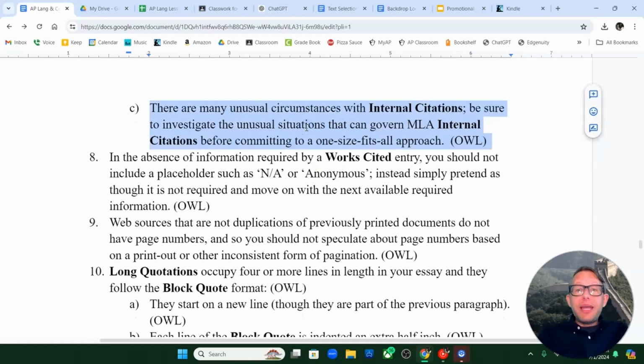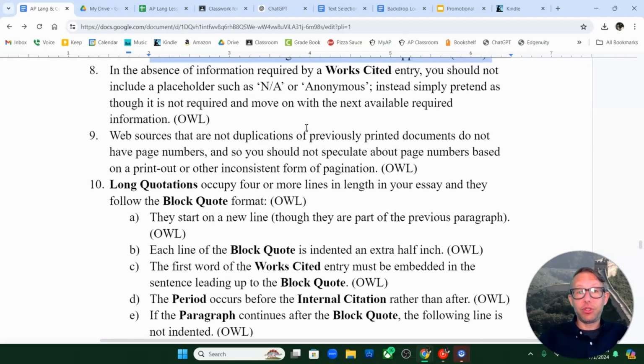There are, of course, many other unusual circumstances with internal citations. Be sure to investigate the unusual situations that can govern MLA internal citations, just like I said with works cited entries, before committing to a one-size-fits-all approach. So like I said, these are the basics, these are the background, these are the things just to know the overview of this stuff. You should never be making them without having the Purdue OWL out and open and consulting that for the specific situation and type of text that you've got accessible to you, okay?